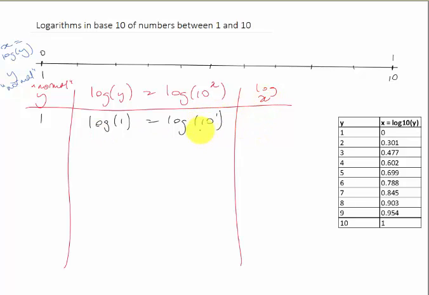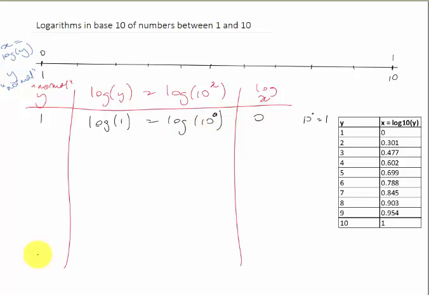And therefore the logarithm, so that's 10 to the power 0. So 10 to the power 0 is 1, anything to the power 0 is 1, and so the logarithm is 0.